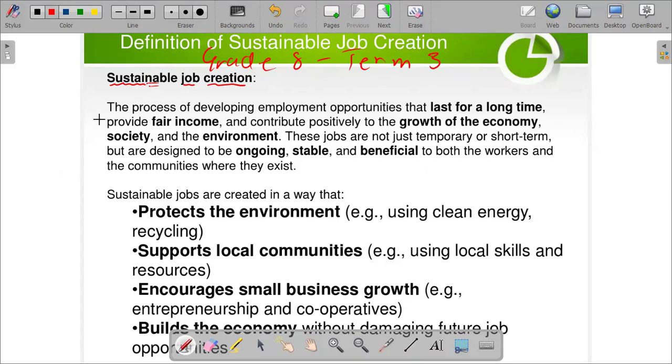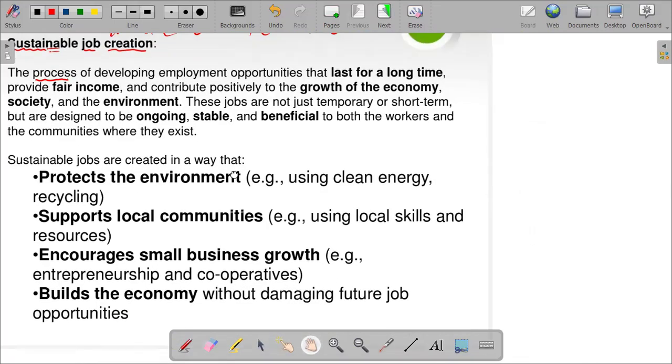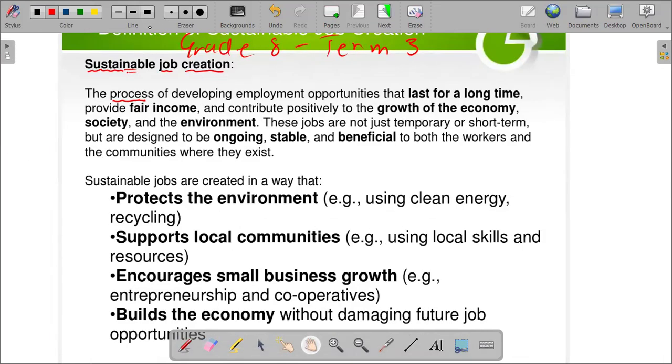So without wasting any further time, let's define what sustainable job creation is. All right. So sustainable job creation is the process of developing employment opportunities, right? Okay, let's go step by step. Step one, what does it mean? So it says here it is the process, a way in which we develop employment opportunities.